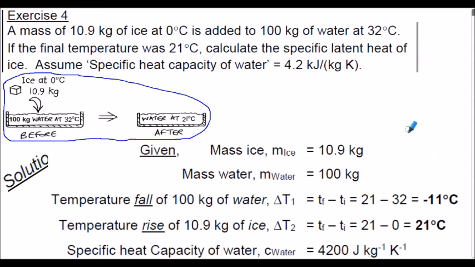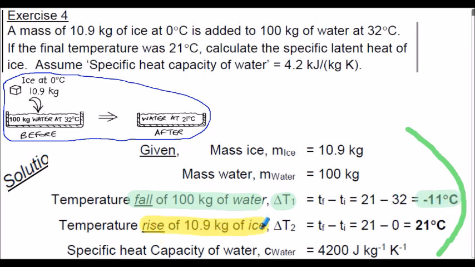I'm going to let you work through a solution at your own pace here. In this case, the fall in the temperature of the 100 kilograms of water, delta T1, was minus 11 degrees C. The rise of the 10.9 kilograms of ice, delta T2, was 21 degrees C.